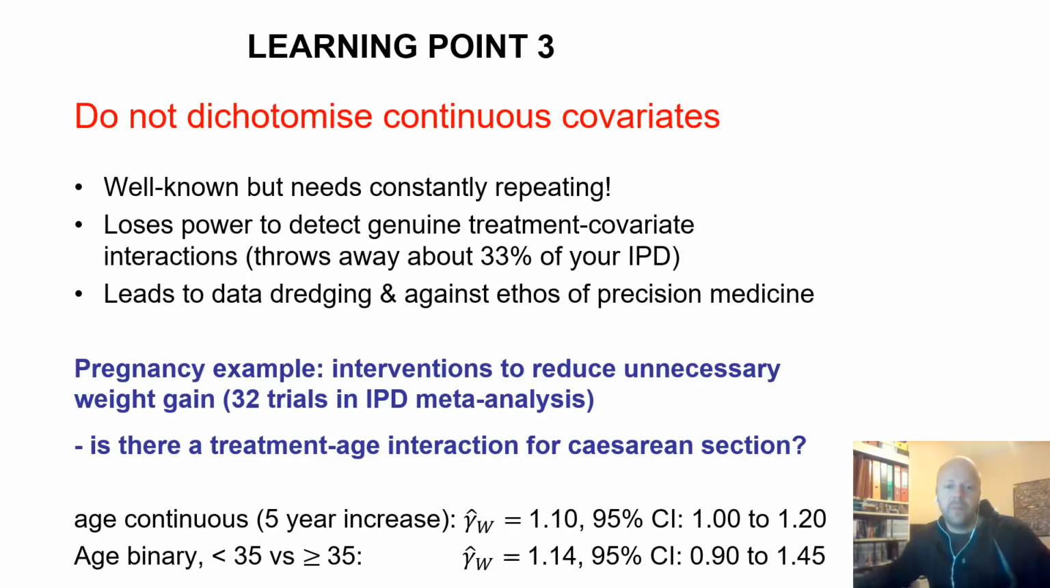Learning point 3, do not dichotomize continuous covariates or indeed outcomes. You just lose information, it's biologically implausible, it leads to data dredging, and it's against the ethos of precision medicine.